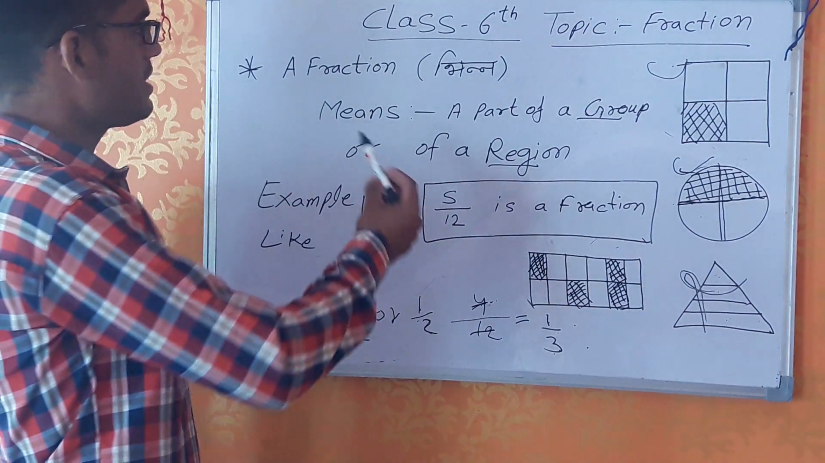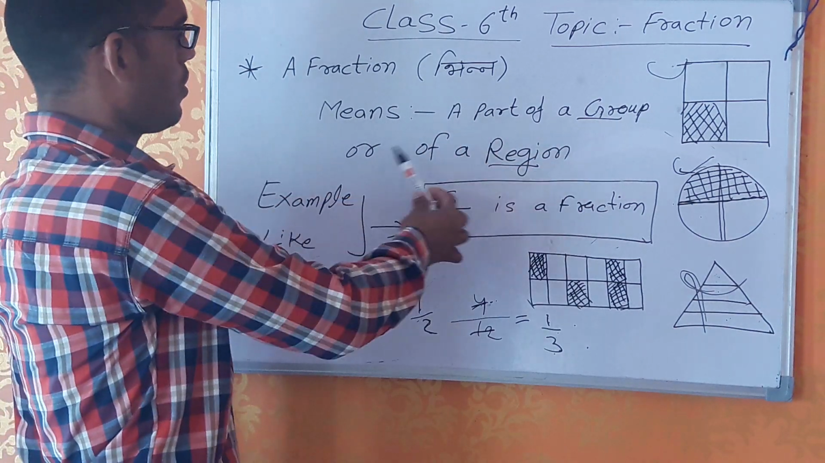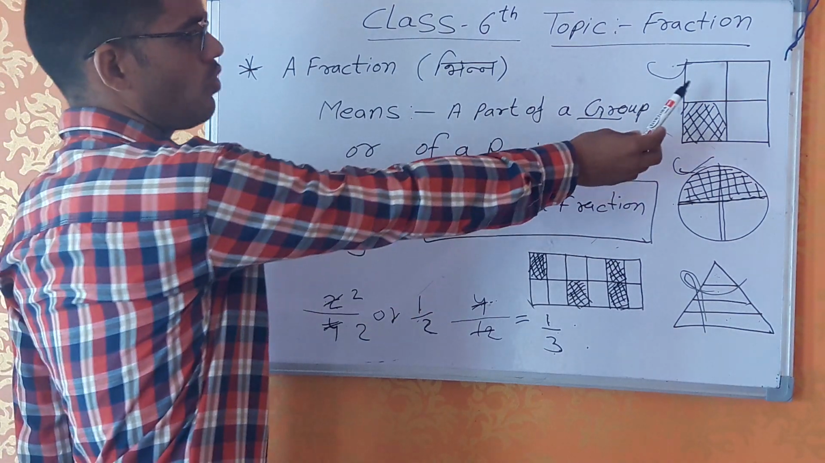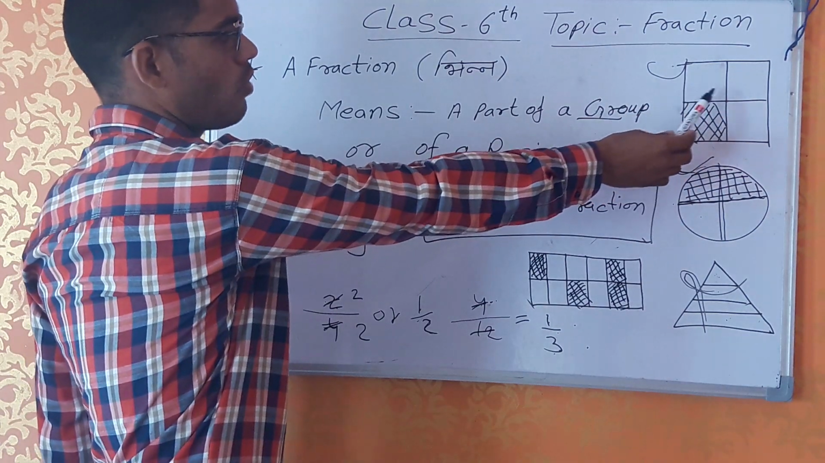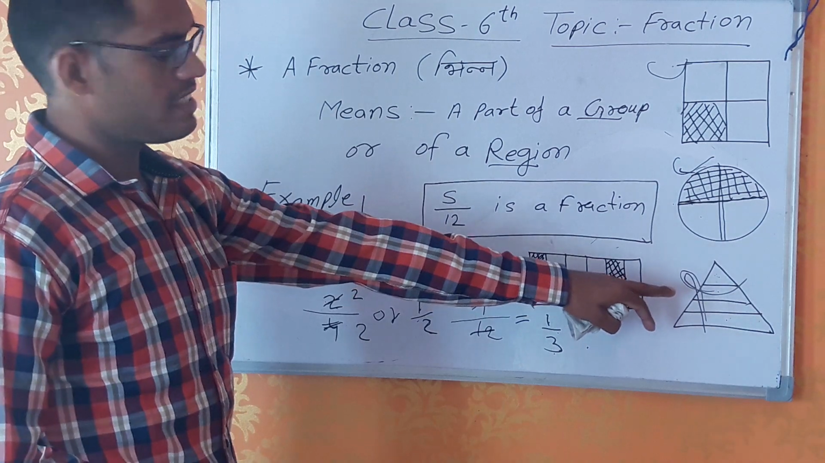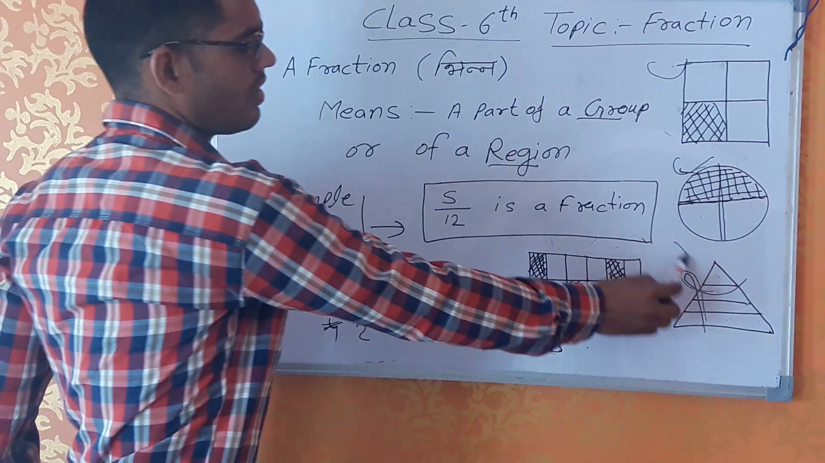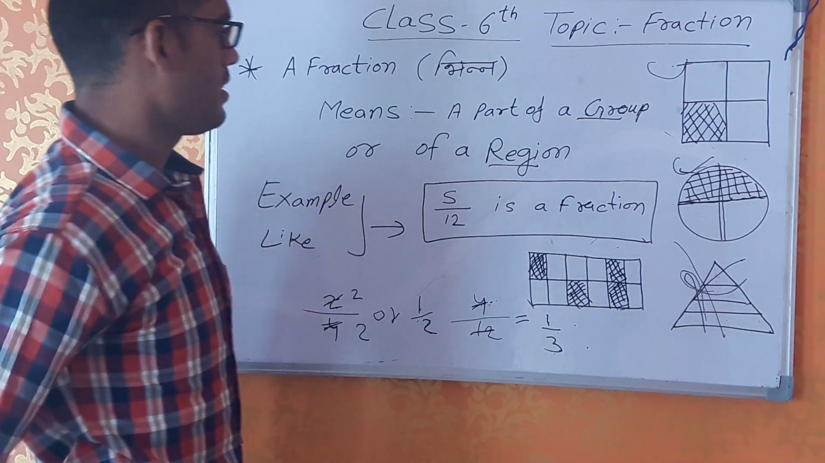Let me repeat. A fraction means a part of a group or of a region. In that example, the total group is 4. All boxes are equal, and the circle's parts are equal. But the triangle is not equal, so that is not called a fraction. That is the wrong part.